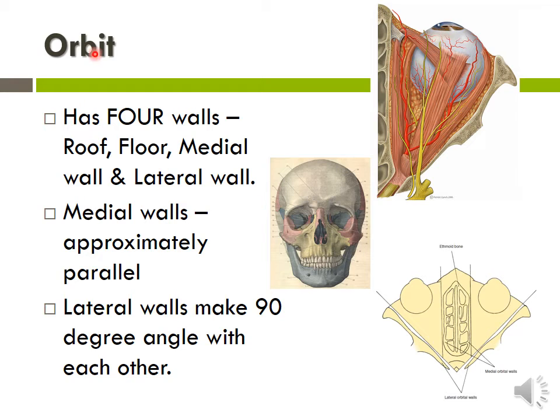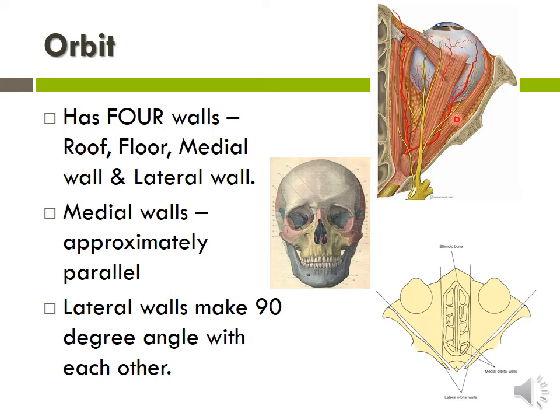So the orbit has four walls. It has a roof, it has a floor, it has a medial wall, and it has a lateral wall. You can easily see that this is the roof, this is the floor, this is the medial wall, that means towards the nose, and this is the lateral wall, that is towards outside. So roof, floor, medial wall, and lateral wall.